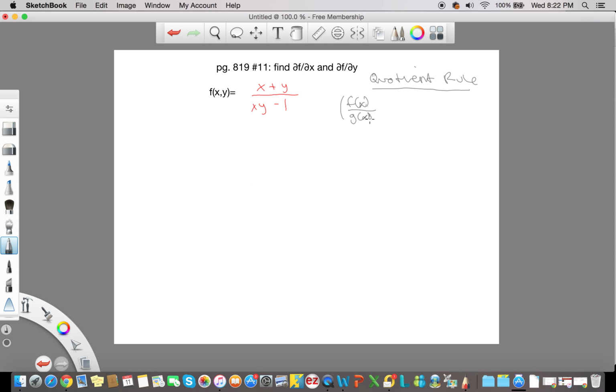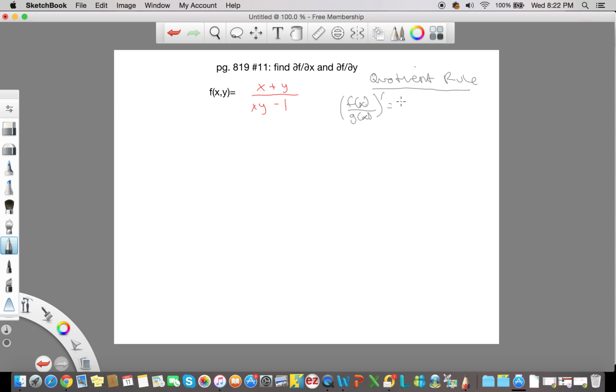So if we want to find the derivative of a certain function where on the top you have a function and on the bottom you have a function, such as this, so that our quote-quote top function is going to be x plus y, and our quote-quote bottom function is going to be xy minus 1. In this case we're talking about single variable functions, but since it's the same process, it doesn't really matter.